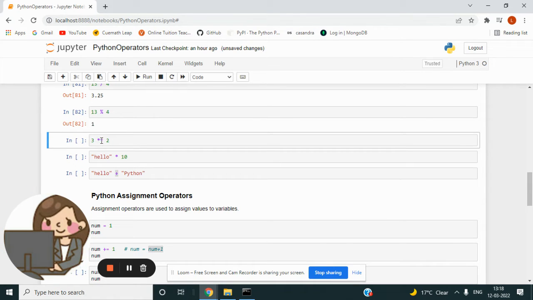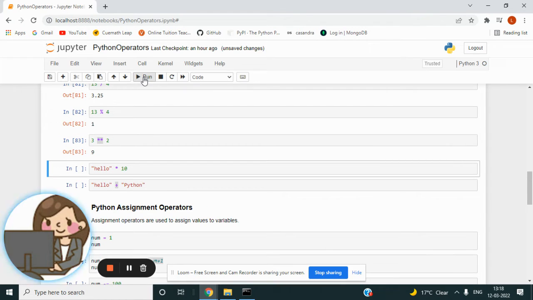Now this operator, double asterisk, is the exponential operator in Python. So here we are doing 3 raised to 2 and you get the value 9.